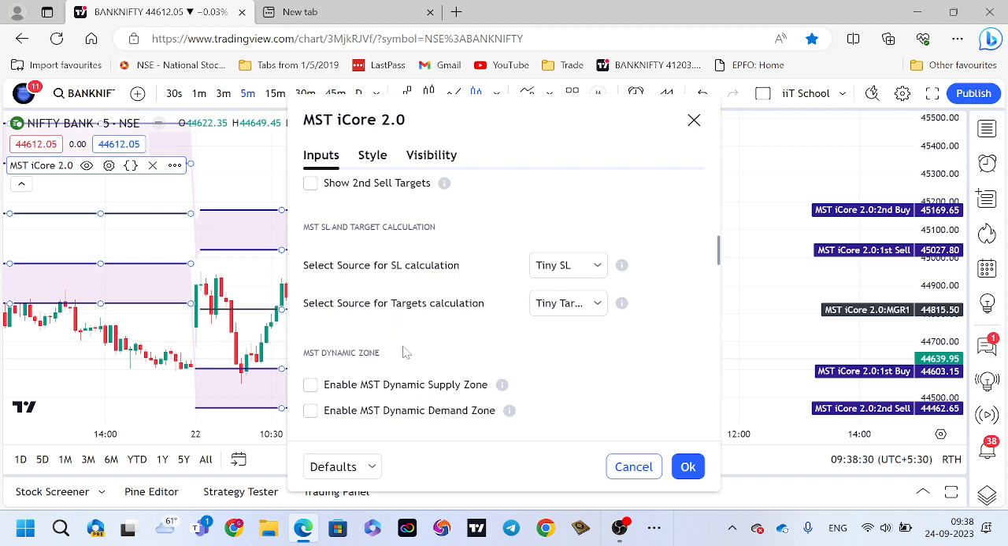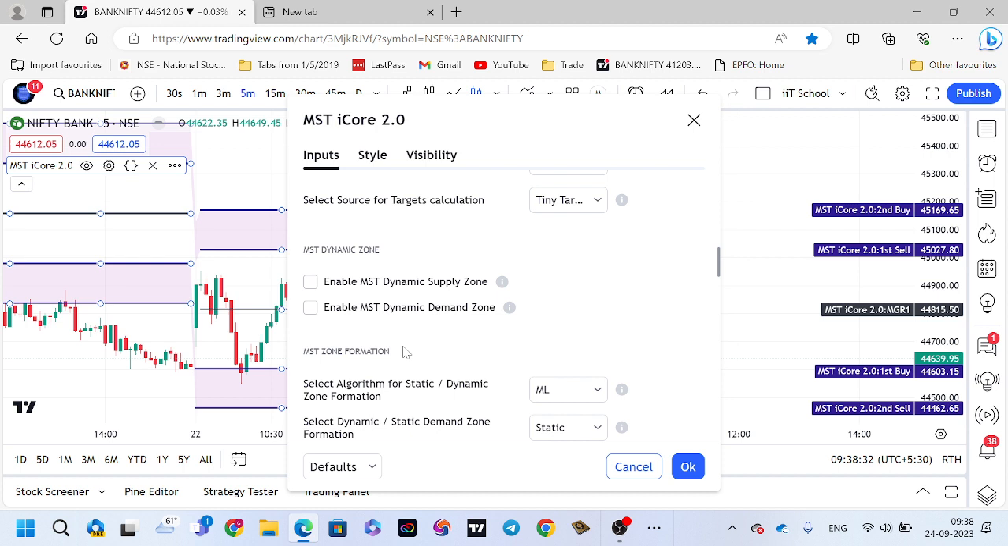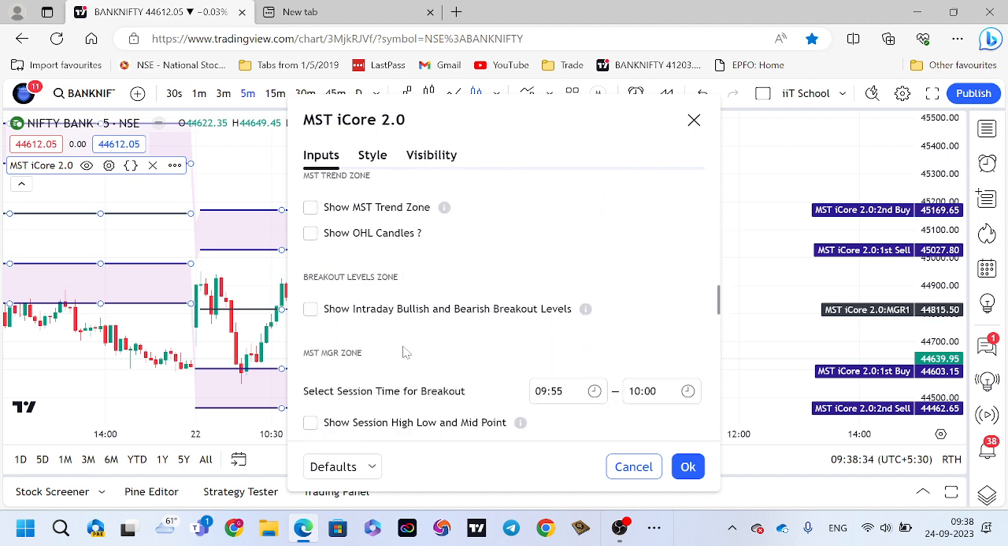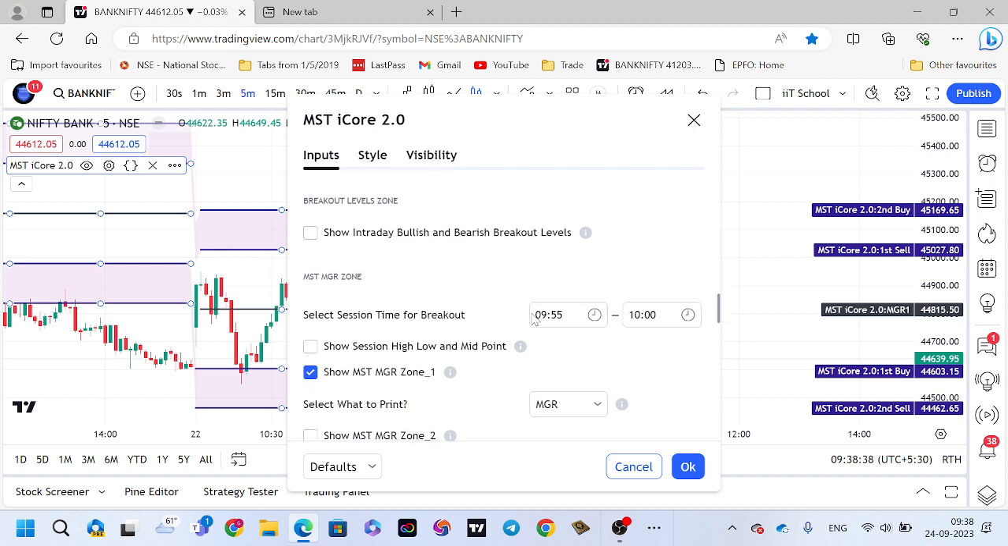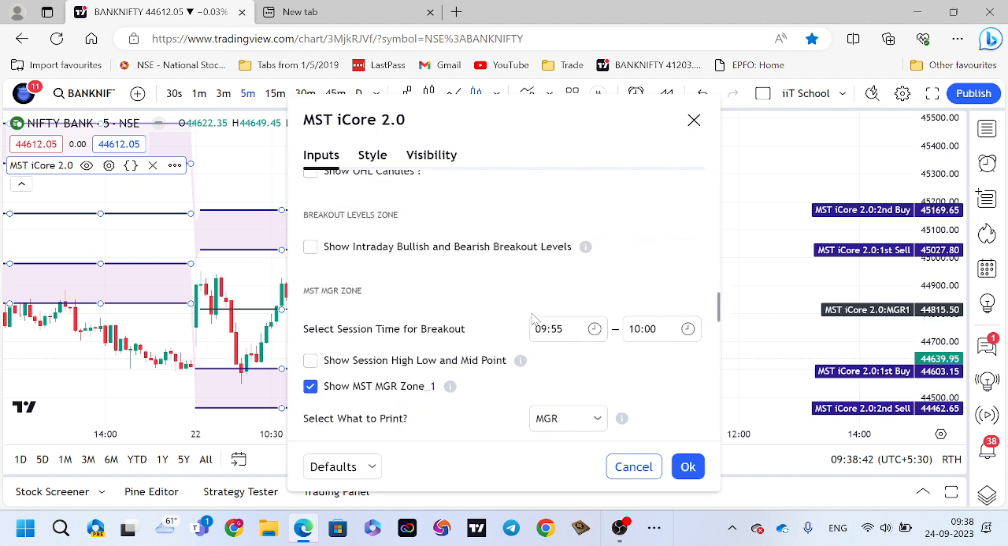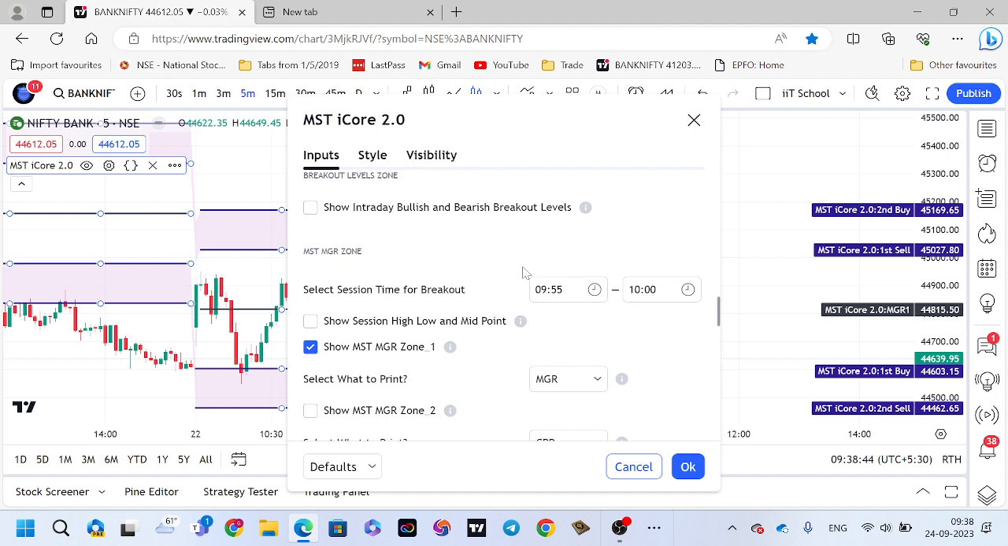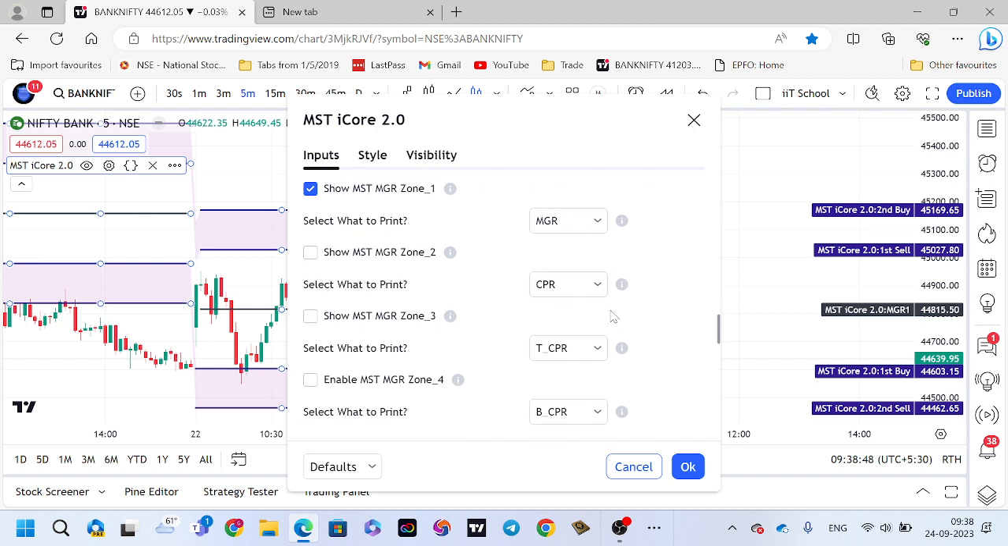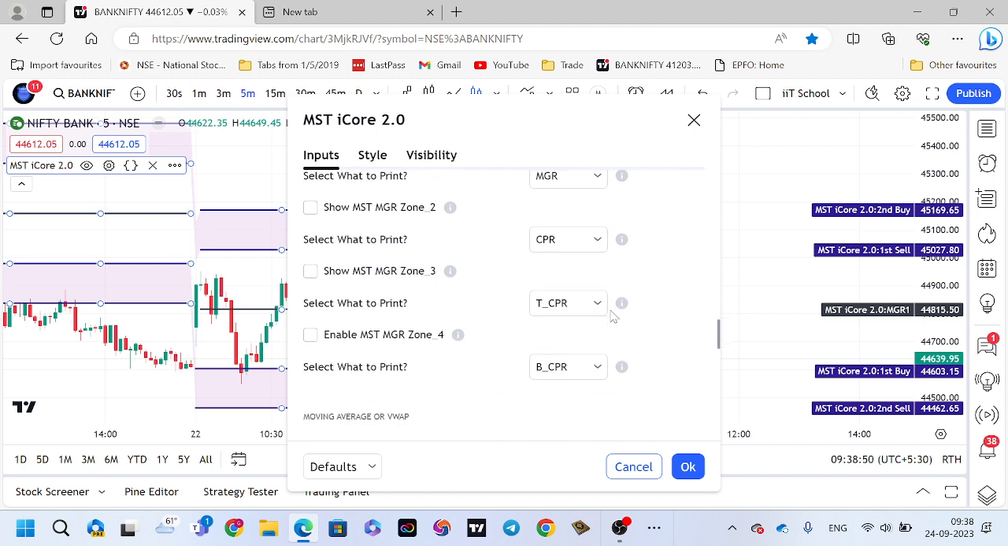So now, I will show you what are the features available. I have separately added now intraday bullish and bearish because most of the traders were very much comfortable with those options. I have also added the breakout strategy, time session breakout, that you can use. I have also added CPR. Just if you click one button, automatically your CPR will be added.